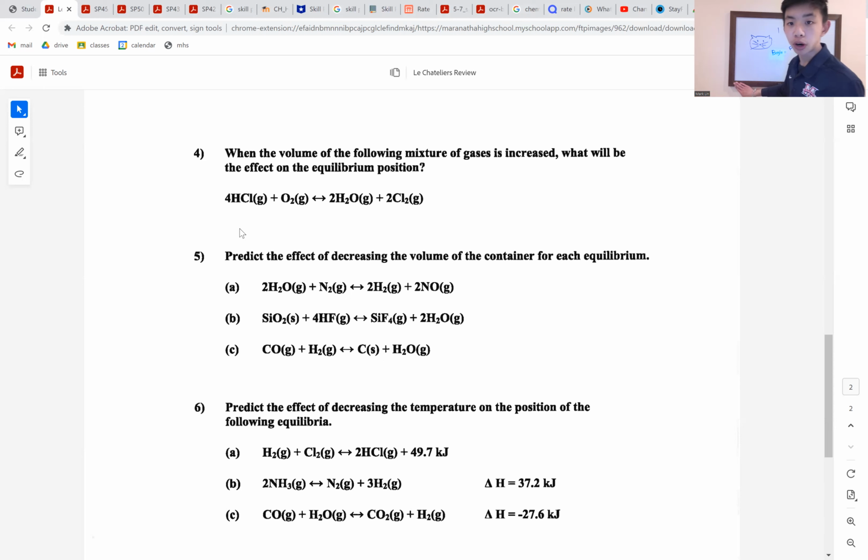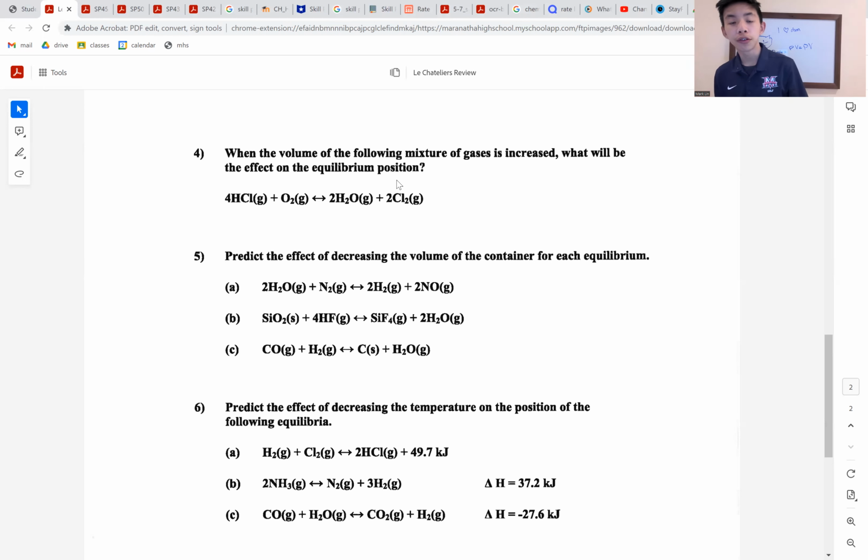So back to number four, right? If they're talking about volume, Mr. Lee never talks about volume in the video lectures, but just treat it like pressure, but the opposite, if that makes sense. So let's count up the moles. For the reactant side, there's 4 right here, and there's 1 right here. So 4 plus 1 is 5. There's 2 here, 2 right here, 4 on the product side. So 5 on the reactants, 4 on the products.